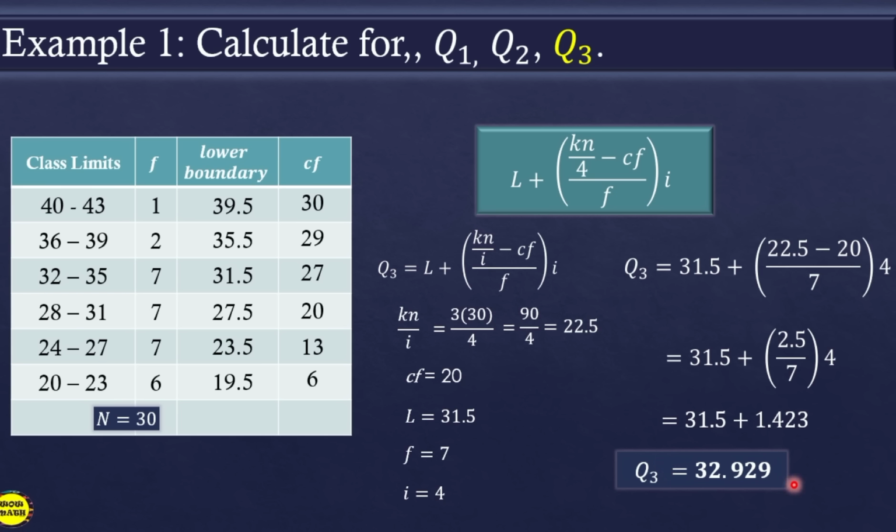So, anong ibig sabihin nito, class? 75% of the students got the score below 32.929 or below 33. Okay?